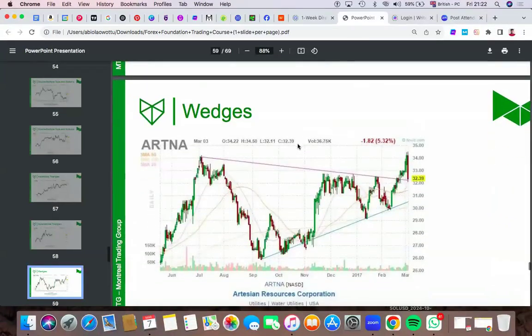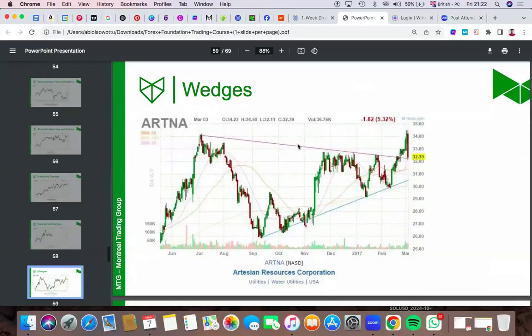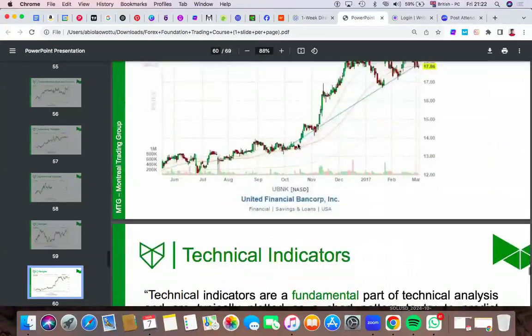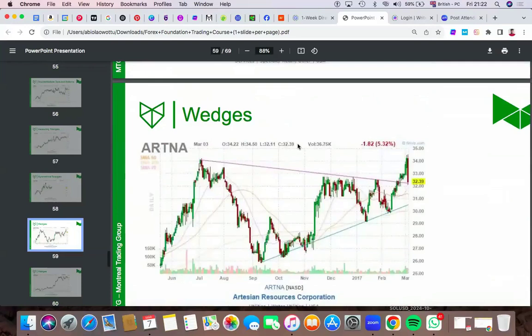So I think the last one we'll speak about is the wedge. So for today, we have our wedges, and then yeah. So we have the wedge.